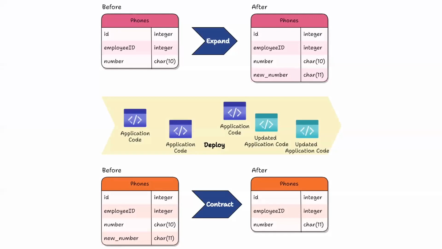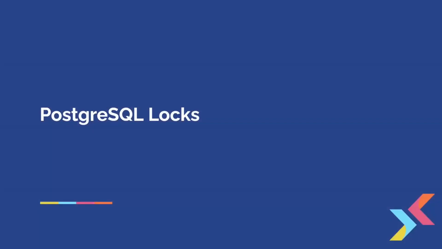Let's review one more time. So far, we've added a new column, set up current and future data to be transferred, and the new application code has a way to correctly see the right version of the database. However, in order to truly preserve the availability of the database and the application, we also need to consider a very important Postgres feature, which is locking. Let's talk about Postgres locks.